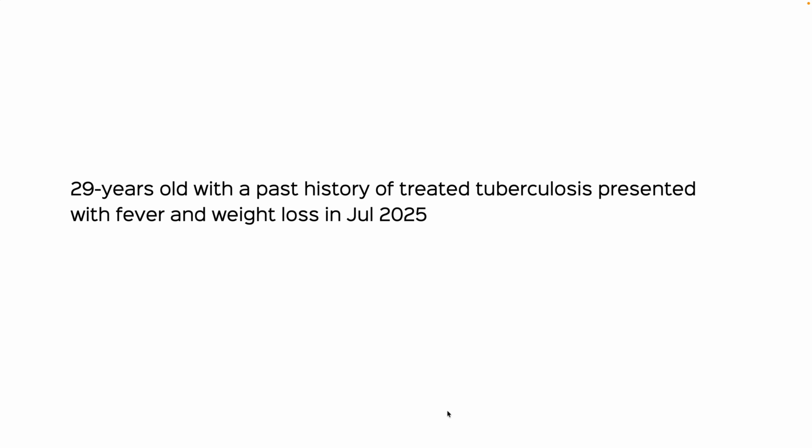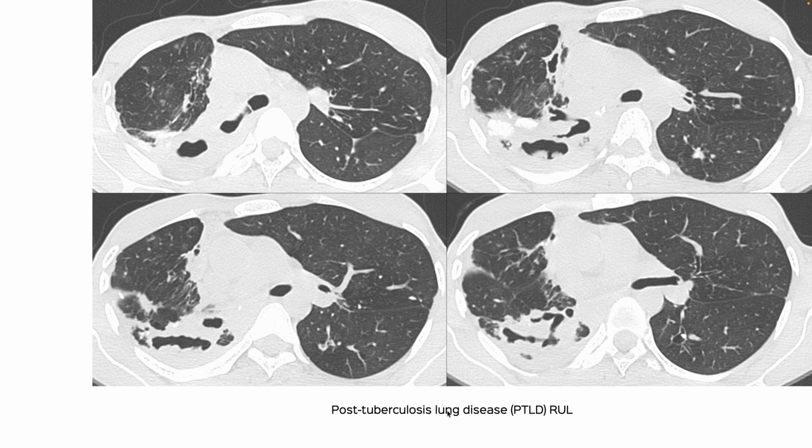So, this 29 years old had a past history of treated TB, presented with fever and weight loss in July 25. And this was the appearance: post tuberculosis, lung disease, right upper lobe. And if you see the top right, I have a link to a post I had done on PTLD.